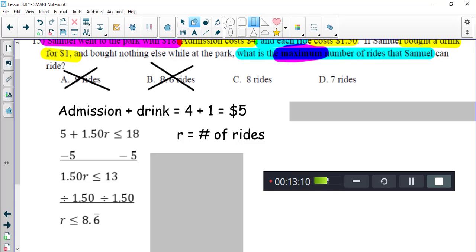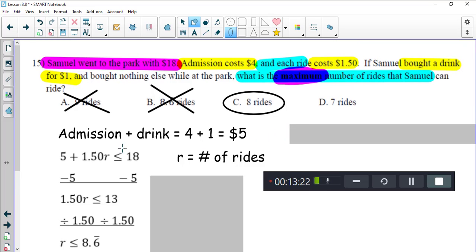This is one of those word problems that I think is really tough because you want to write and set up an inequality to represent this, define a variable, solve it, and then figure out which of those solutions works. Another option that you could do is you could actually calculate this yourself. So you could say, well, he spent $4 on admission, $1 on the drink, that's 5, plus $1.50 times 9, times 8, times 7, and see which of them will get him less than or equal to $18.